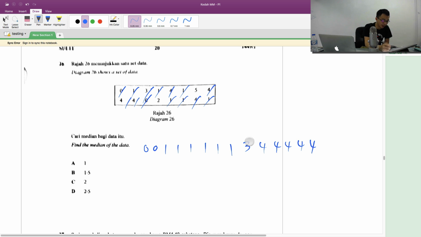Okay, I missed a 2 here. I have a 2 here, and I have 5 here. I cut everything. So what's the meaning for median? Median means the middle number. So the middle number, I have to calculate how many numbers I have first.